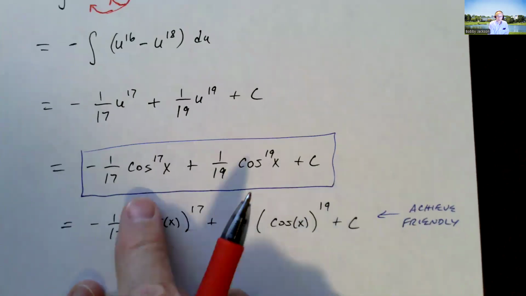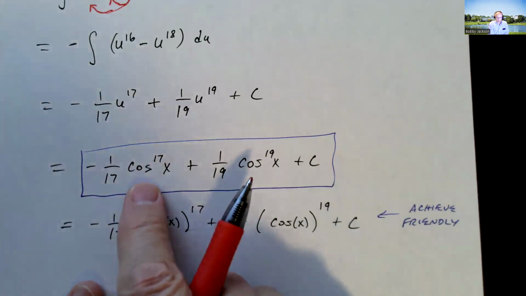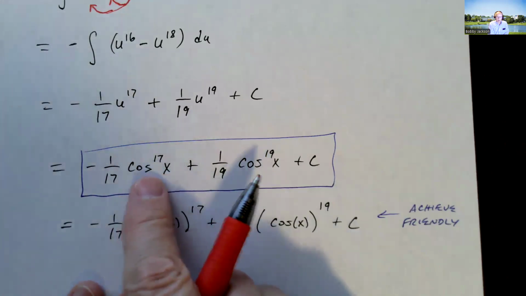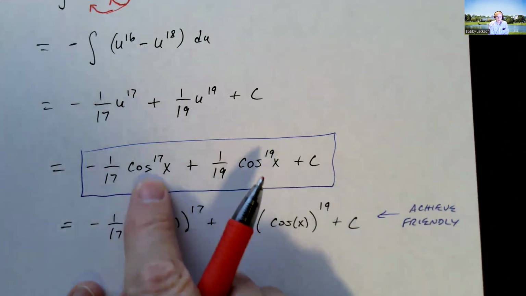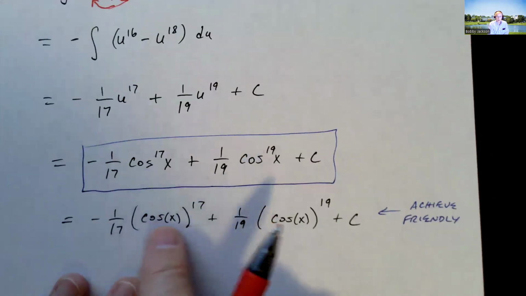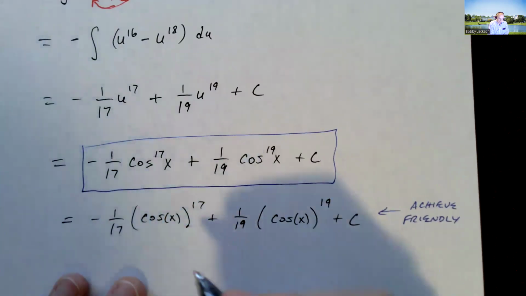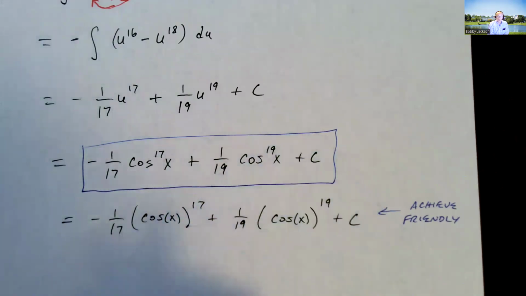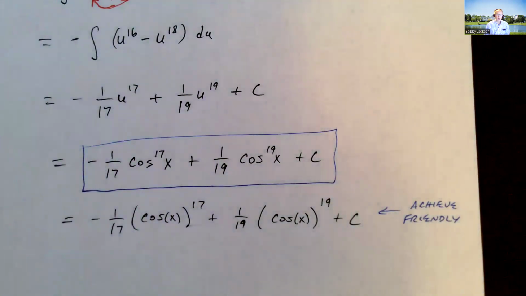Now in Achieve, it won't really like cosine to the 17th power written this way, cosine of x to the 17th power. So remember, what this really means is cosine of x all to the 17th power. I think you have to have the x also in parentheses in Achieve. So this would be the Achieve friendly version of this. Okay, hope this makes sense.